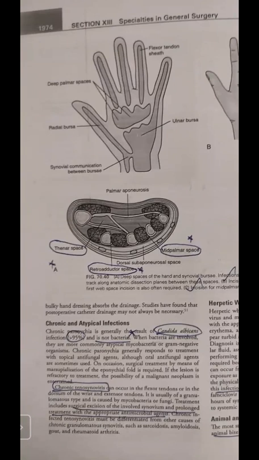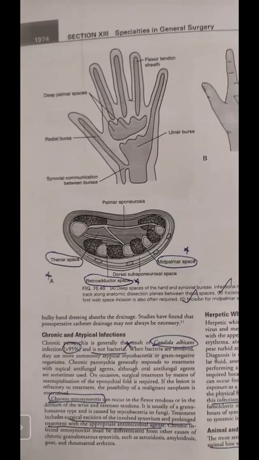So these are the MCQs. The above diagram shows, easily, how the spaces communicate with each other. So the flexor tendon sheath space is there, then the ulnar bursa is there, the radial bursa is there. So the ulnar and radial bursa communicate with each other. The flexor tendon sheath might communicate to the deep palmar space.